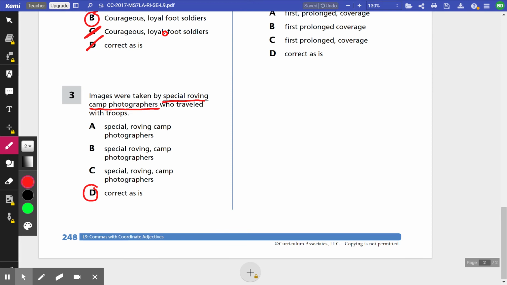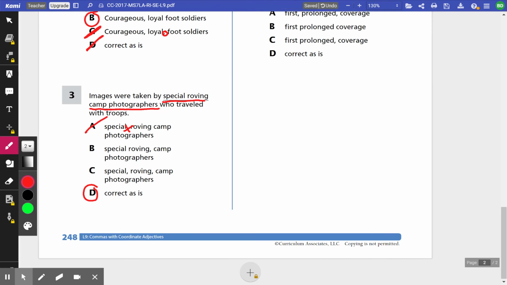We've got a comma between special and roving. So we know that it's describing the camp photographers, but let's try our trick with the word and. So the images were taken by special and roving camp photographers. So that makes it sound like we have two different types of camp photographers. It makes it sound like we have special ones and roving ones, when in fact we don't. There are only the special roving ones, they're not special and roving, it's just one. So this makes it sound like there are two, so we don't need that comma. So answer choice A is incorrect.